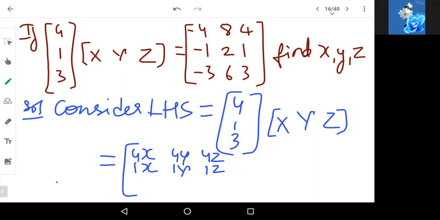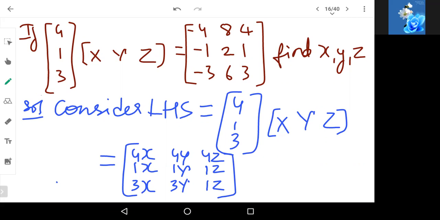Now third row into first column, third row into second column, third row into third column. So this will be the resultant of multiplying 4, 1, 3 into x, y, z. Did you all understand this step? Everybody understood, because this is the important step in the problem.